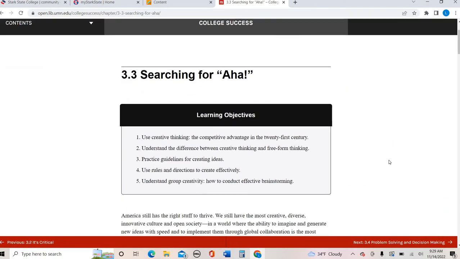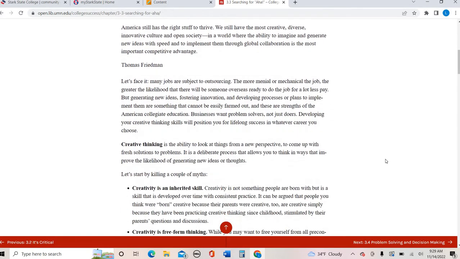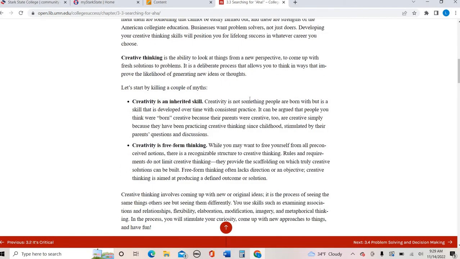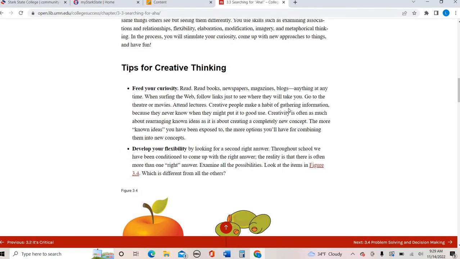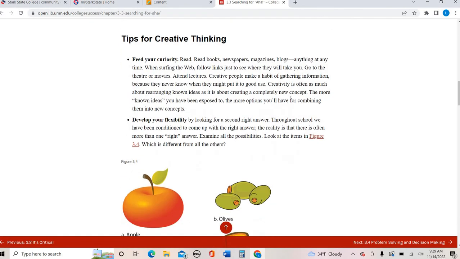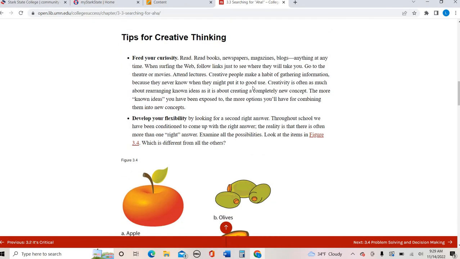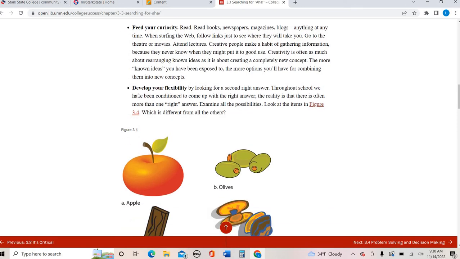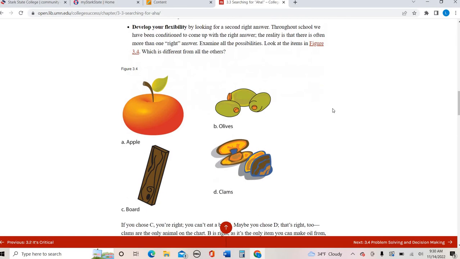The next section talks about the creative thinking process, and sometimes people will think that they're not a very creative thinker, and so this addresses some myths. Creativity is inherited, or creativity is freeform. Sometimes we think because we're not maybe artistic or musically inclined or whatever it might be, that does not mean that we're not creative. And we can actually hone these skills. How can we become more creative? Well, you can read, take in information, watch information, just find out as much as you can about something you're interested in. Develop flexibility. Don't always assume there's just one right answer. Are there multiple answers? Are there multiple perspectives?